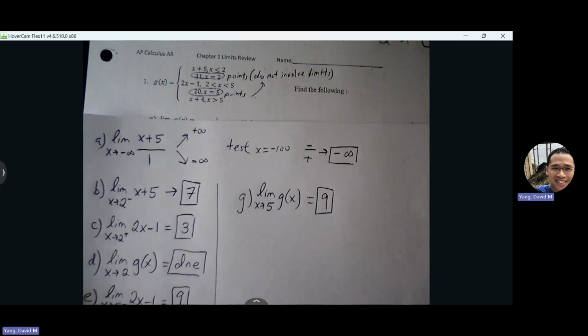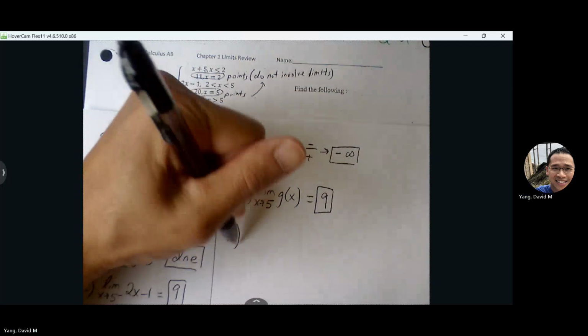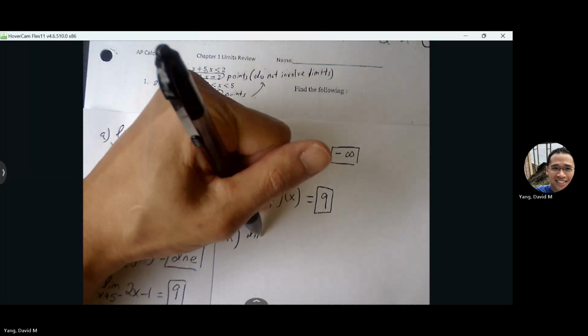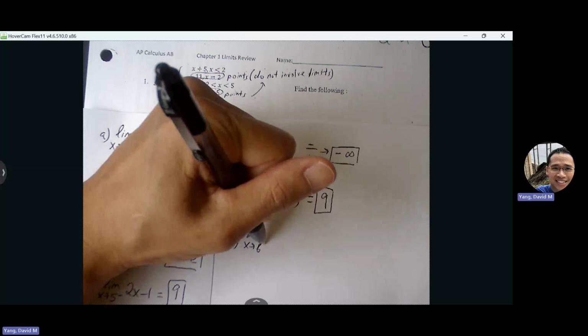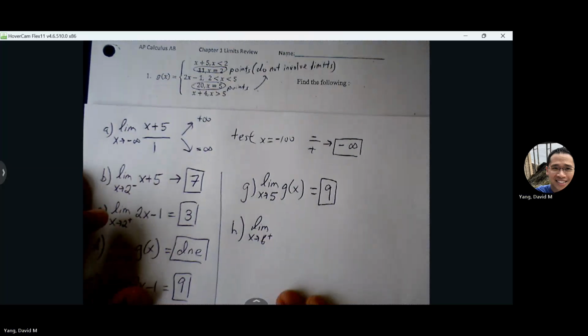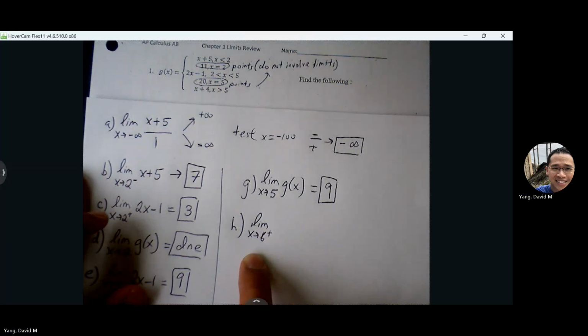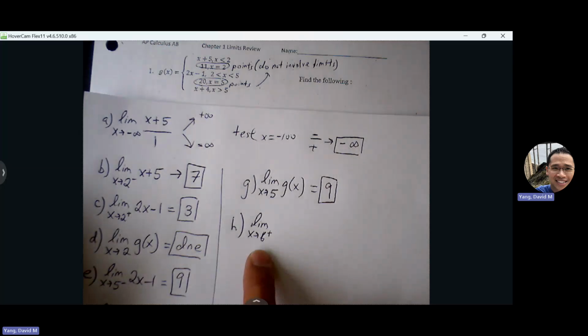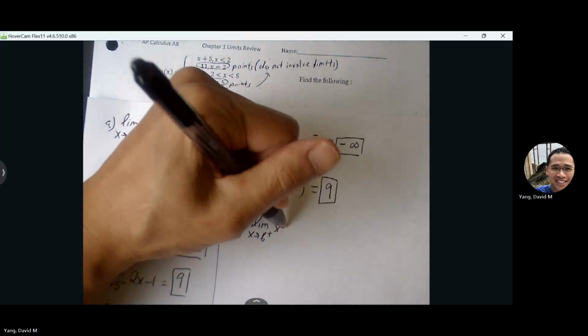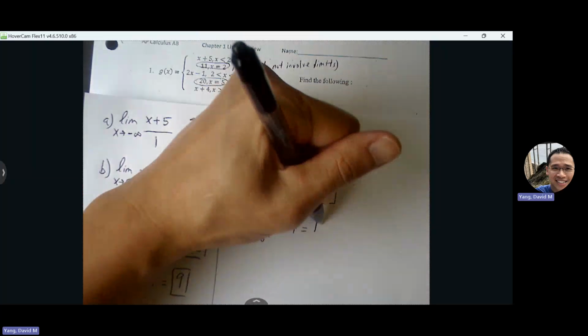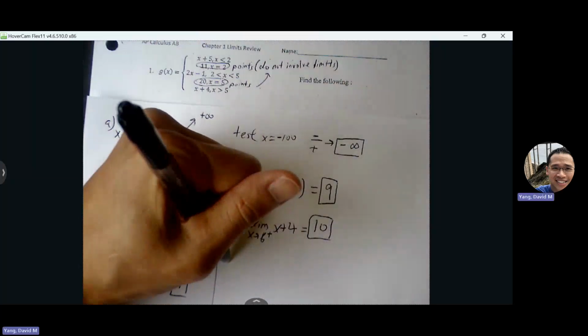All right. Part H. Limit as x approaches 6 from the right. Of which expression? X plus 4, right? Direct substitution, we get 10. Nothing more to do.